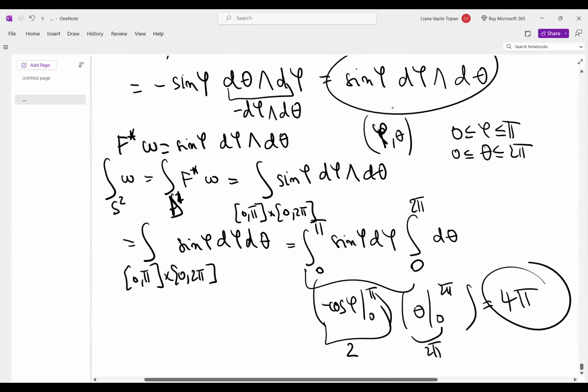Okay. So that's how we evaluate integrals over manifolds using parameterizations.